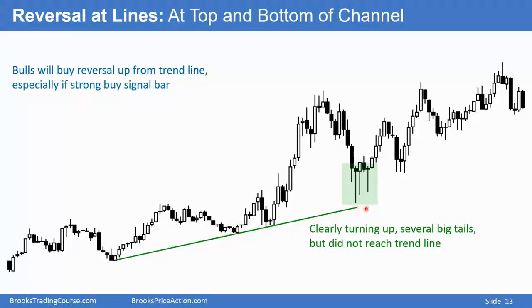You have to assume it's not going to get to the line, and it's probably worth buying above the high of the prior bar. A second entry buy, first entry above this bar, second entry above this bar. Three different attempts to get down here, it could not.